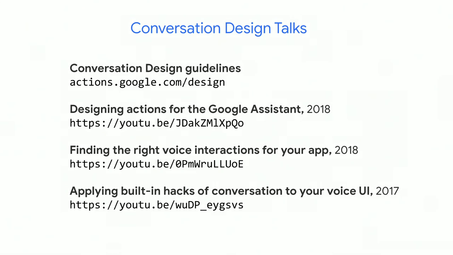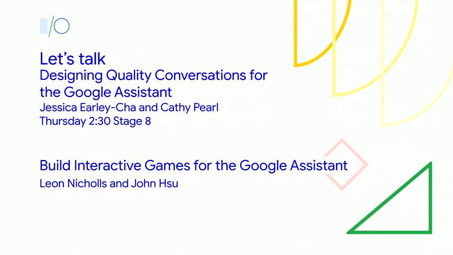We covered a lot today about how conversation design applies to our action, but there's lots more to learn. I highly recommend visiting the actions.google.com/design website to learn more about conversation design. And there have also been lots of good talks from years prior. There's also a talk tomorrow at 2:30 by Kathy Pearl and Jessica Early Cha on stage 8, where you can learn more about designing quality conversations for the Google Assistant. And to learn more about how to use Interactive Canvas and how to implement it in the code, there was a talk earlier today that you can check out tomorrow on YouTube.